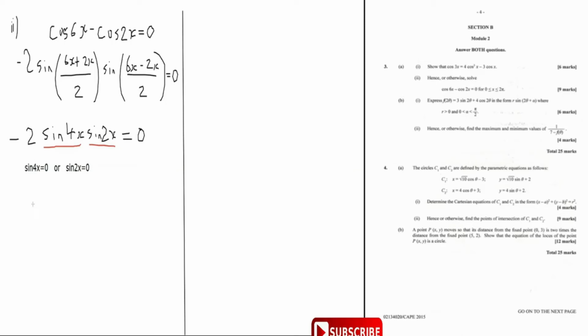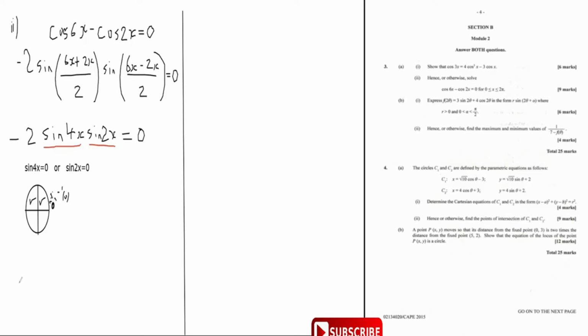Now, if it is sine 4x equal to 0, you can draw a circle and split up your quadrants. If sine 4x is equal to 0, your principal acute angle is going to be sine inverse of 0, which is 0. Always remember that sine inverse of 0 is 0. But then remember, sine is positive in the first quadrant and sine is positive in the second quadrant.